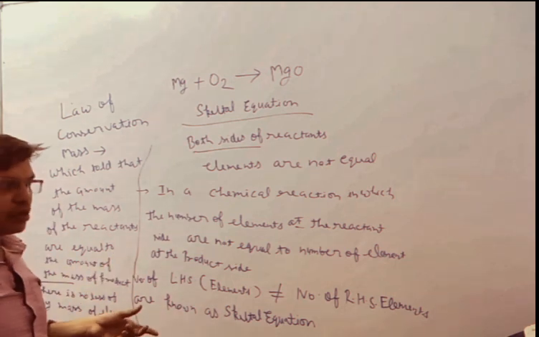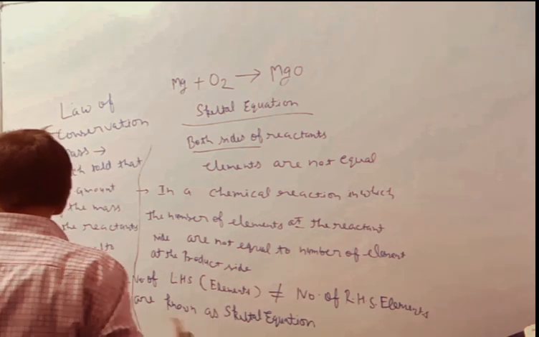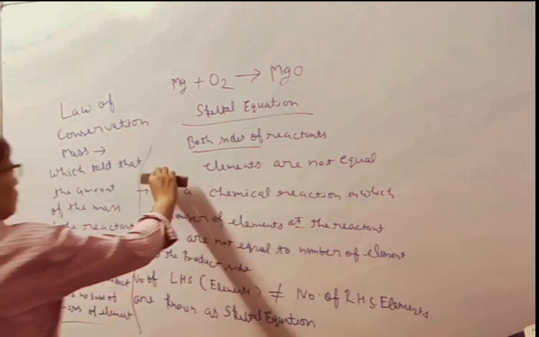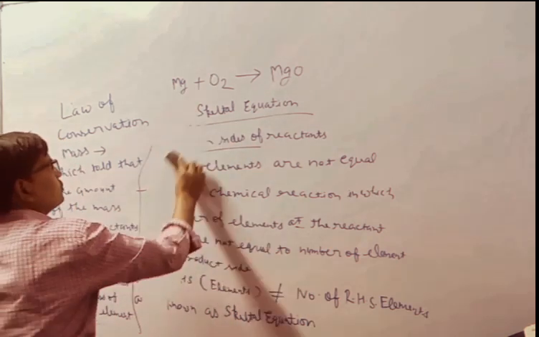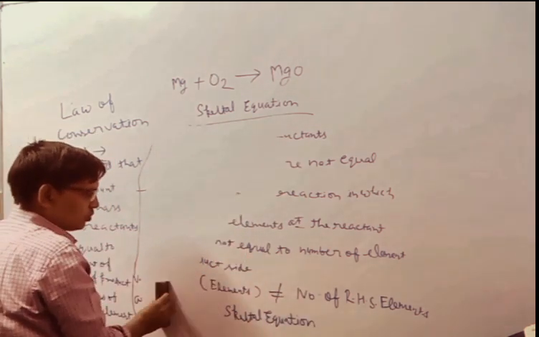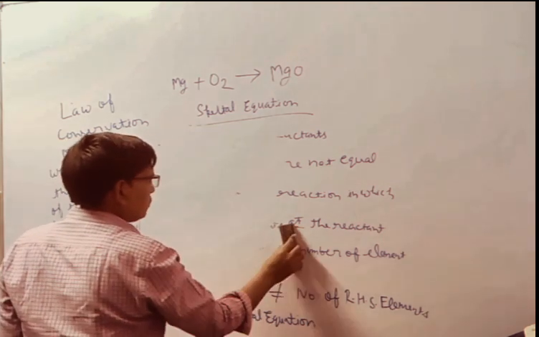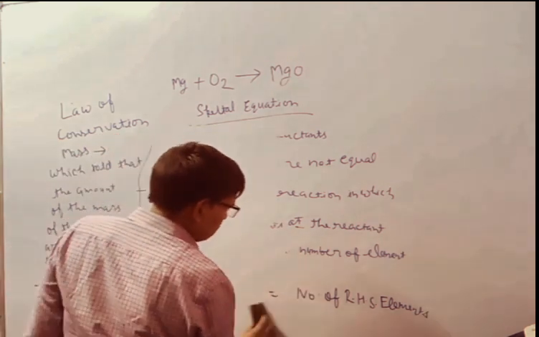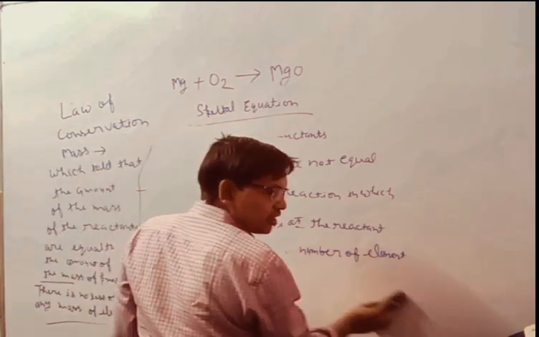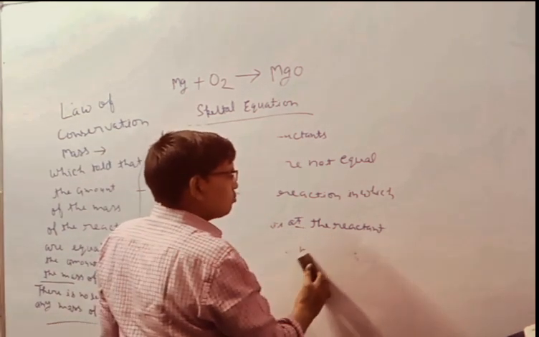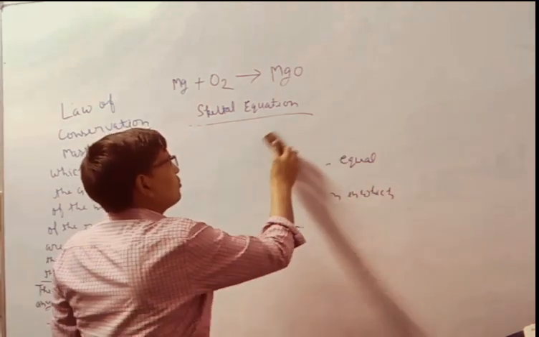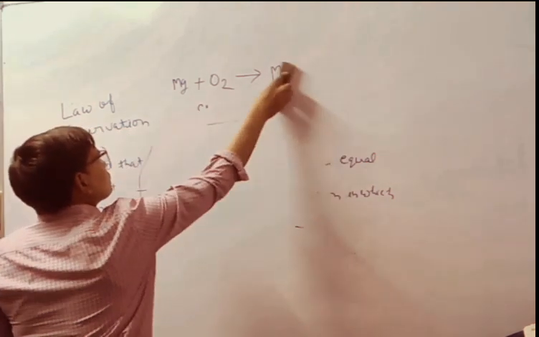So what is the balanced chemical equation? Next is the balanced chemical equation. Here we are going to see how we balance the equations on both sides, the reactant side and the product side. What is the procedure of balancing the equations?